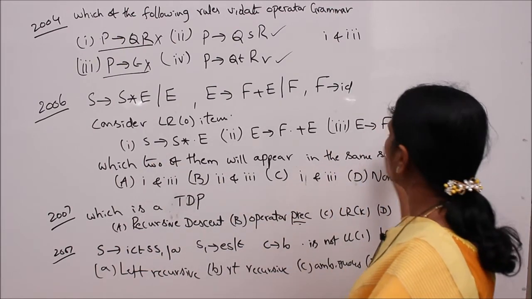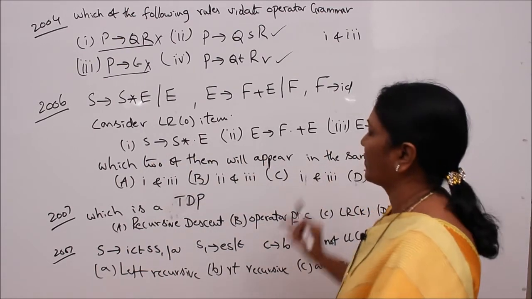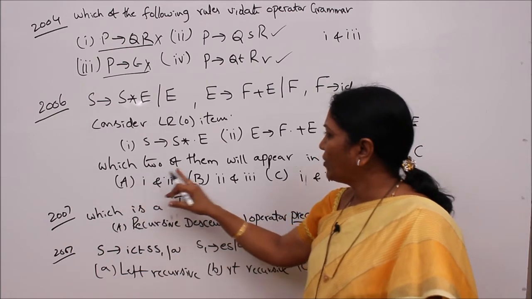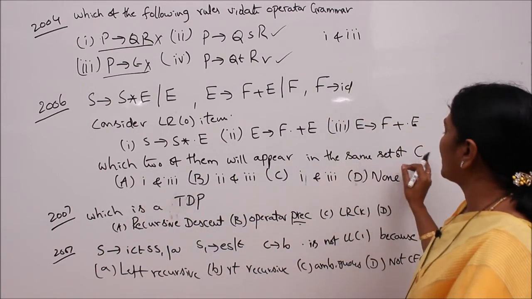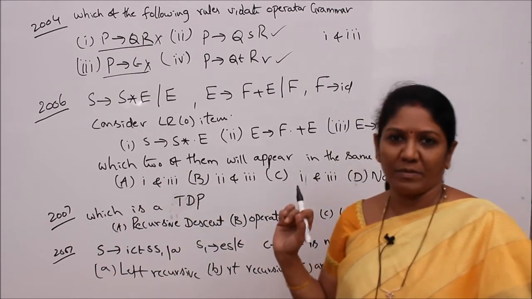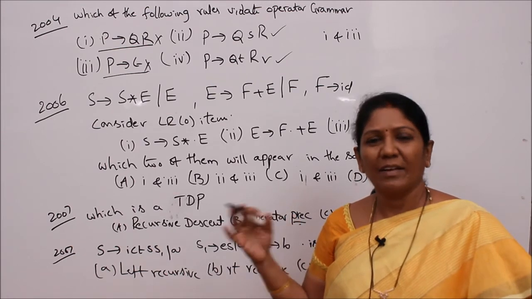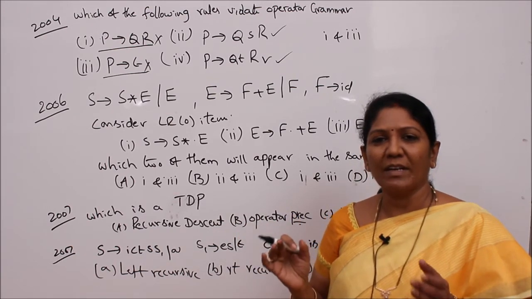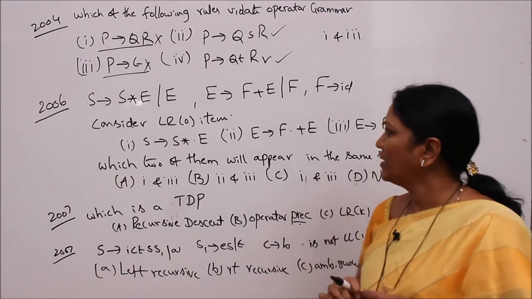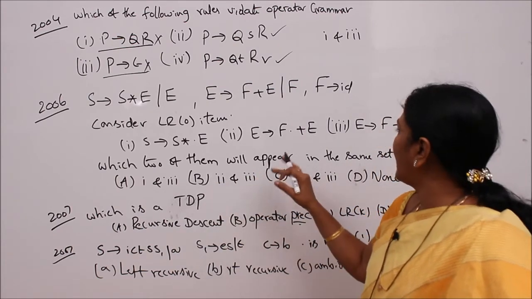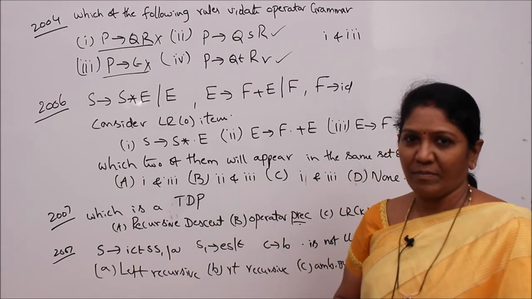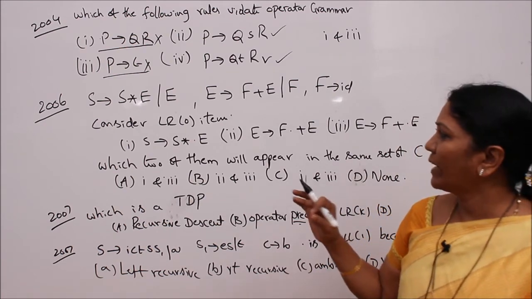Some LR0 set of items are given: 1, 2, 3. The question is, which two of them will appear in the same set of the canonical collection of items? Naturally these are LR0 items. When you consider the canonical collection of LR0 items, which two of them will appear in the same set? Generally, which way do you get the same set?